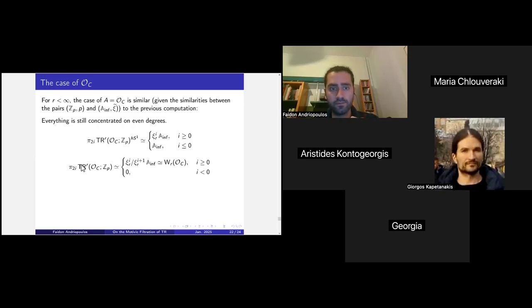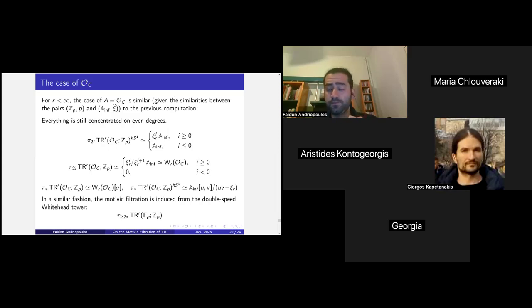In particular, when we look at TR of OC, passing to its S1 homotopy fixed points, instead of the filtration with respect to powers of P that we had in the previous situation, here we have a filtration by powers of psi r. And going back to the original TR, its even homotopy groups can be described in terms of the associated graded terms of that filtration. So here we have a filtration, and here we have its graded pieces, which can be identified with the R-truncated Witt vectors of OC.